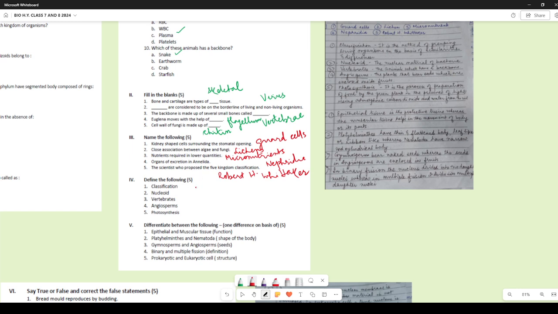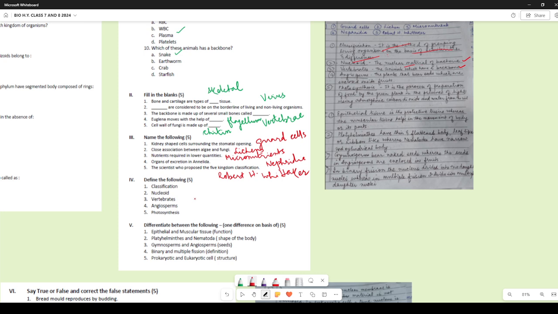Define the following. Classification. So how do we define classification? It is the method of grouping living organisms on the basis of similarities and differences. That is how you define classification. Nucleoid. What is a nucleoid? The nuclear material of bacteria is known as a nucleoid. What are vertebrates? The animals which have a backbone are called vertebrates.